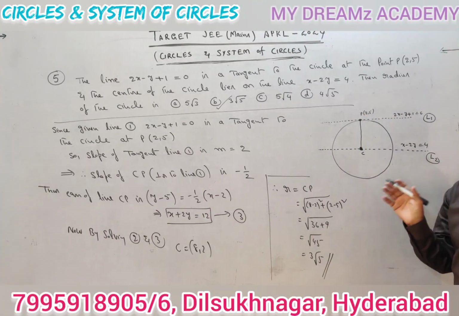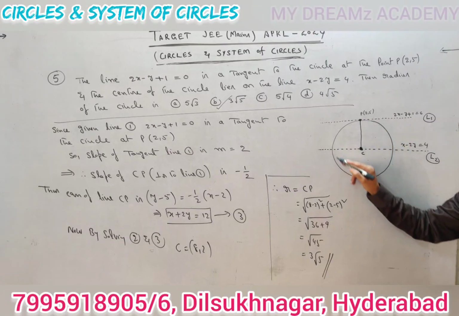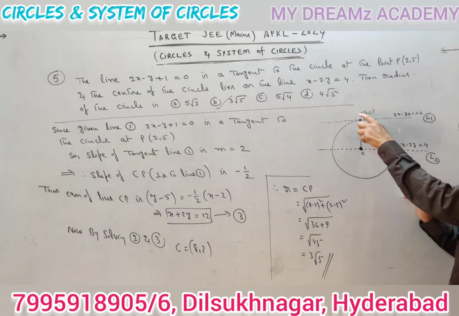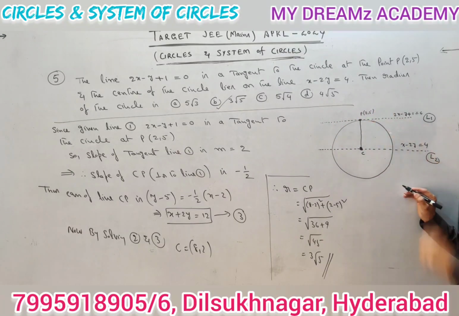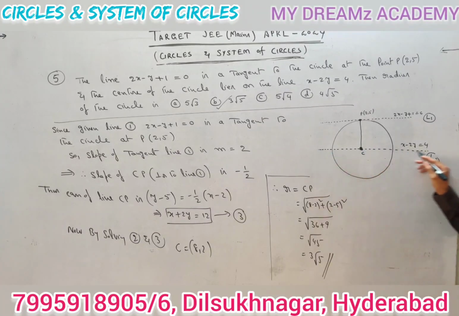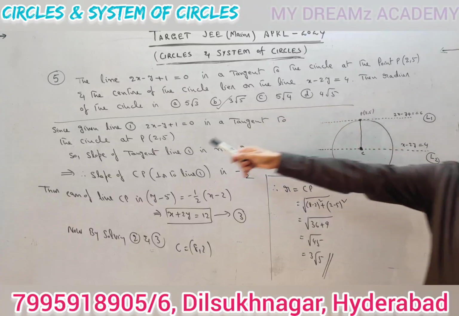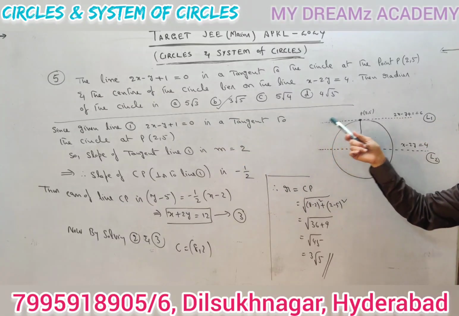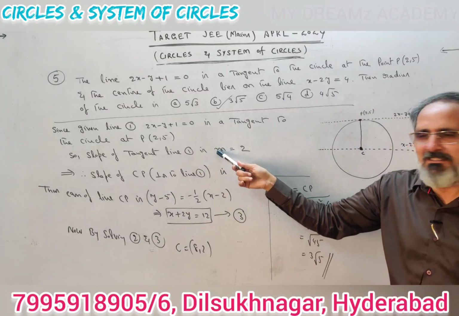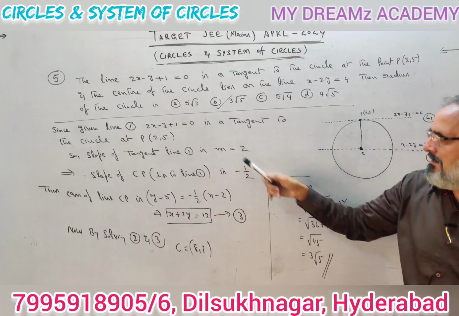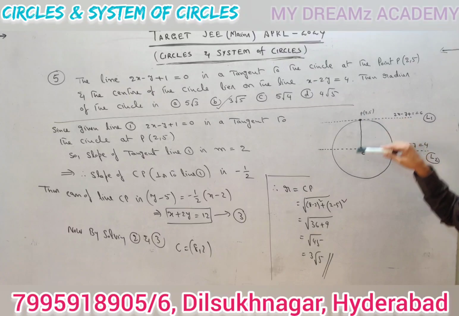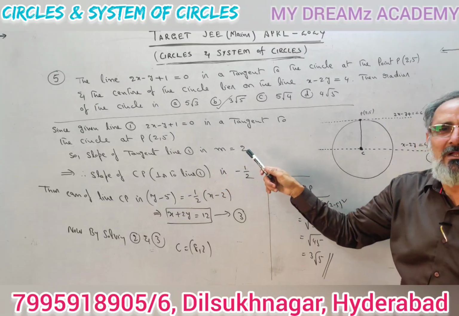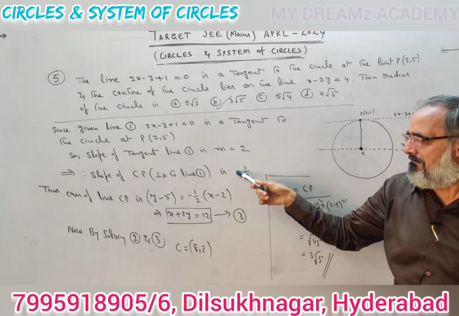Through the diagram, 80% of the work will be easy. This is the circle. Line 1 touches the circle at P(2, 5). It's all given. And the center of the circle also lies on line 2, L2. Since the given line is the tangent to the circle at P, find the slope of this line. Slope of the tangent line is m equal to 2. Since CP is perpendicular to line 1, its slope will be the opposite sign, minus 1 by 2.